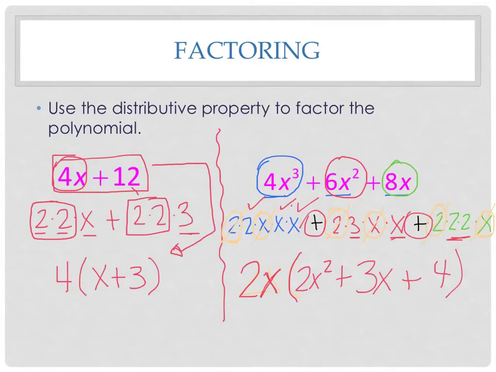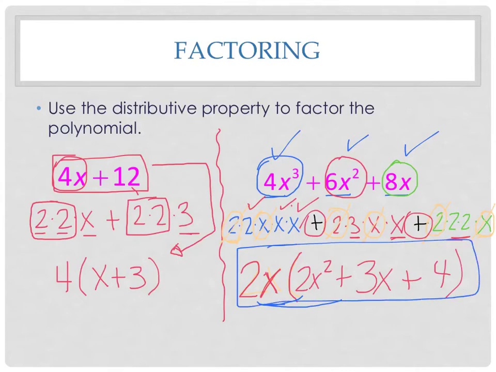The last thing that I can do is to check my answer. Is 2x times 2x squared 4x cubed? Yes, it is. Is 2x times 3x 6x squared? Yes, it is. Is 2x times 4 8x? Yes, it is. So in this case, I can see that factoring out the 2x was the right thing to do. I'm also going to look inside the parentheses to make sure there's no other common factors of all three, which there are none.